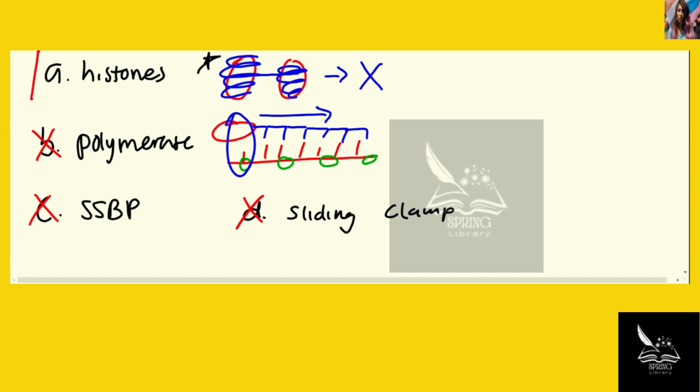Our correct answer is A, histones. Histones are the proteins that the DNA is going to be wrapped around so it can be condensed into a chromosome.